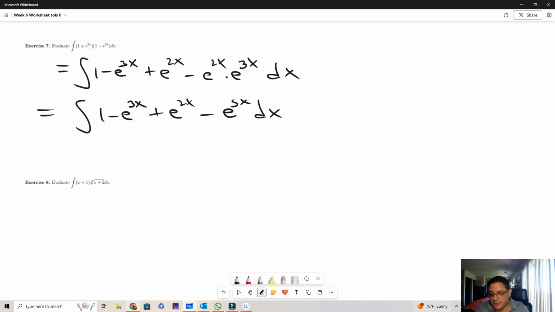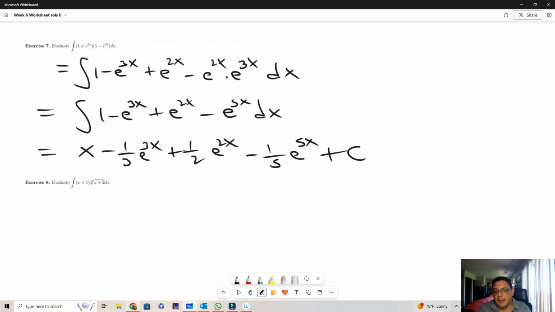Here it is just a matter of obtaining the integral of each of the pieces. This is x minus 1 over 3 e to the 3x, plus 1 over 2 e to the 2x, and minus 1 over 5 e to the 5x plus c. Notice that this is the integral we found before, so we're using the result directly.